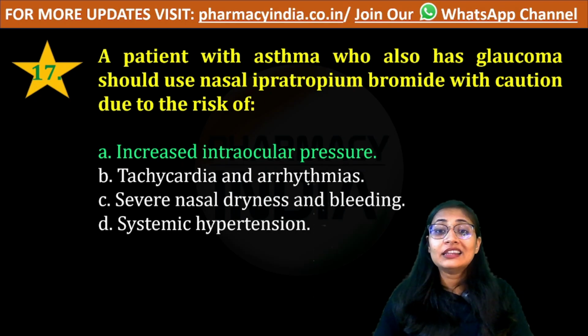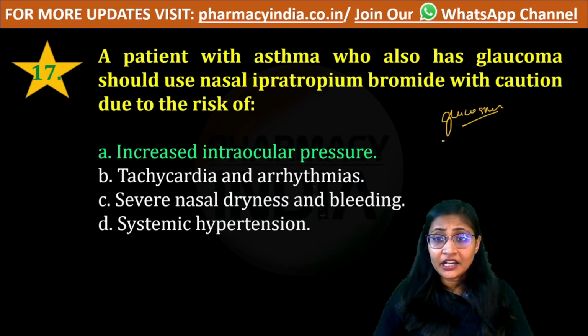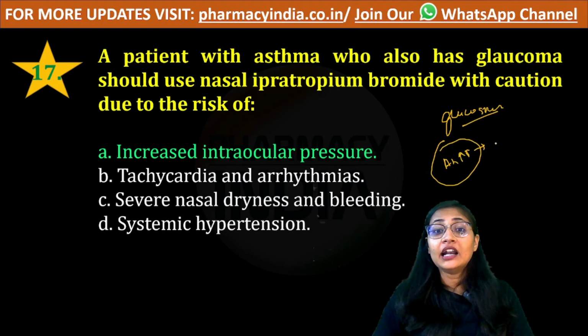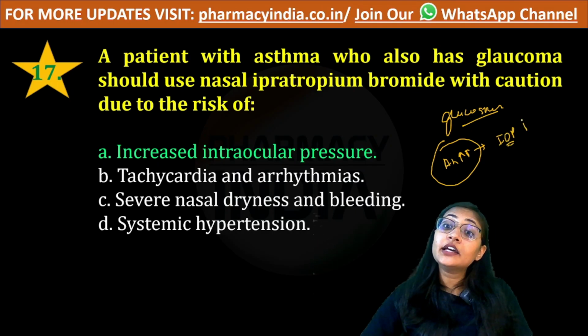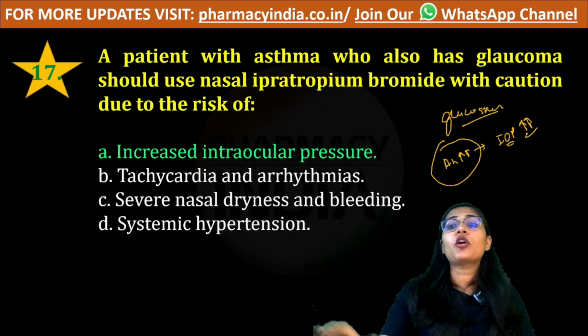You all know what happens in glaucoma. In the eye, aqueous humor production gets increased, and ultimately intraocular pressure, or intraocular tension, gets increased. Okay, already intraocular pressure is increased.